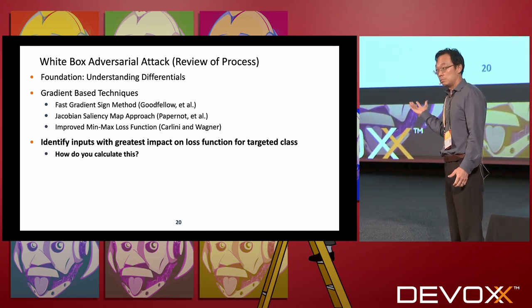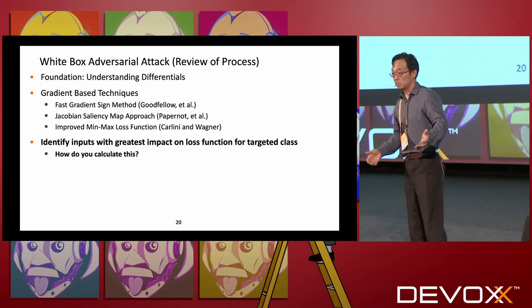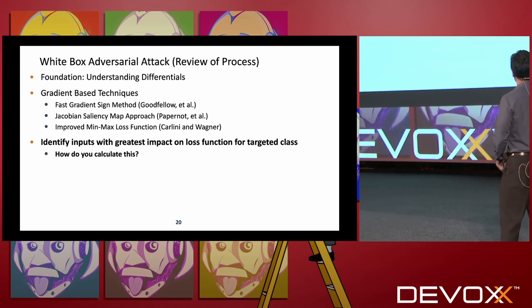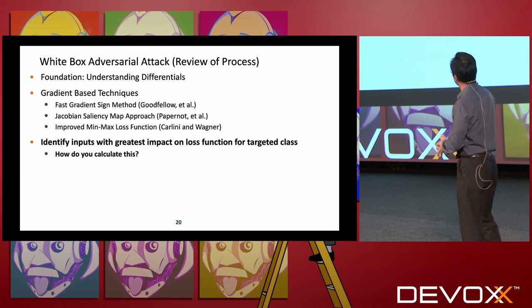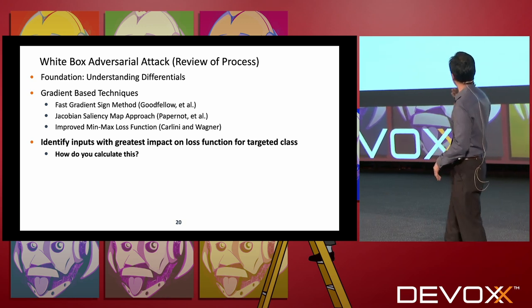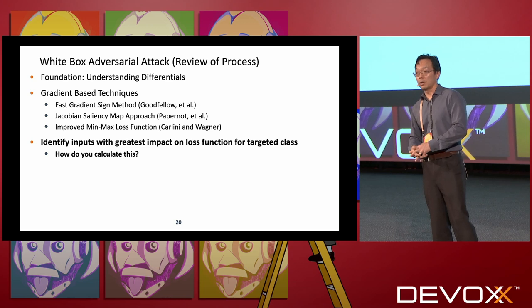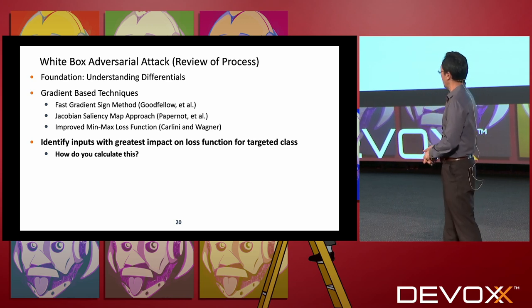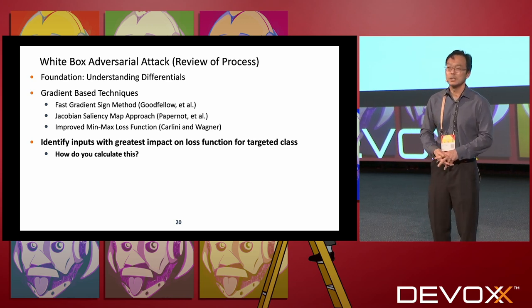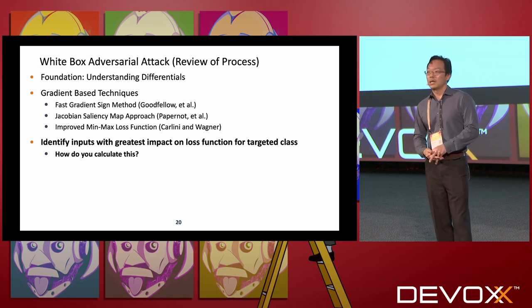So for review, I want to see if you're learning. How do we go about identifying inputs with the greatest impact on the loss function for a targeted class? Anyone know? How do you calculate this? What do we need to use? At a high level, what have we been talking about?